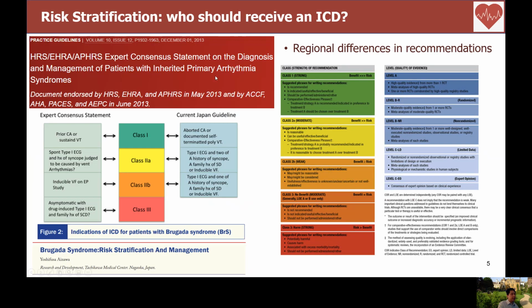In terms of who should receive an ICD, there are also some regional differences in the guidelines and recommendations. On the left is the expert consensus statement from the HRS, EHRA and APHRS, and on the right-hand side, the guidelines from Japan. They're broadly similar. For example, class 1 is when patients have had prior events, so these are secondary prevention. Class 2A is spontaneous type 1 and history of syncope on both sides, but the Japanese guidelines have also included family history of sudden death and inducible VF on programmed ventricular stimulation.